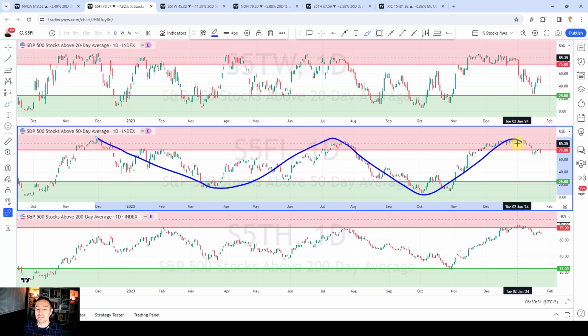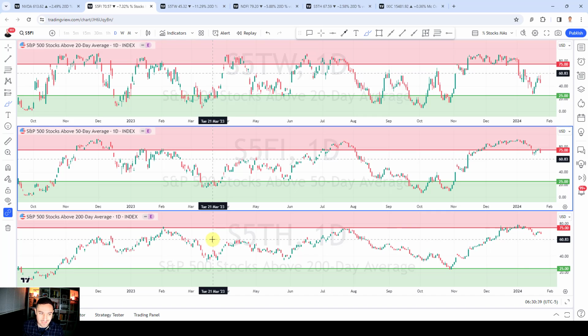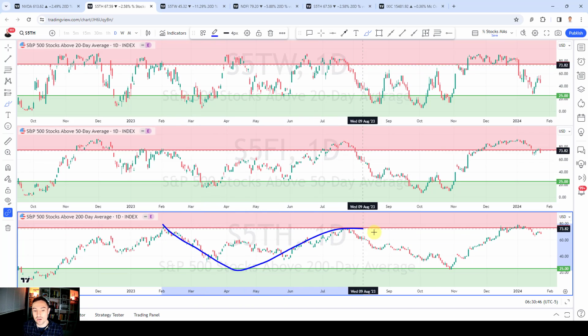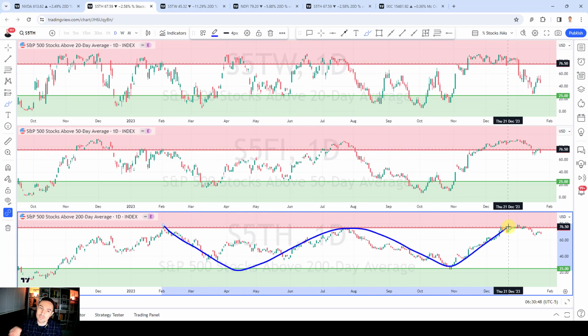Livermore spoke about this in his books about trying to understand the market's next swing of importance. Now the swings of importance can be across different durations as well. If we take a look at the S&P 500 stocks above the 200-day, you can see the mean reverting nature. So overbought territory to oversold to overbought to oversold to overbought. This is what the market does.